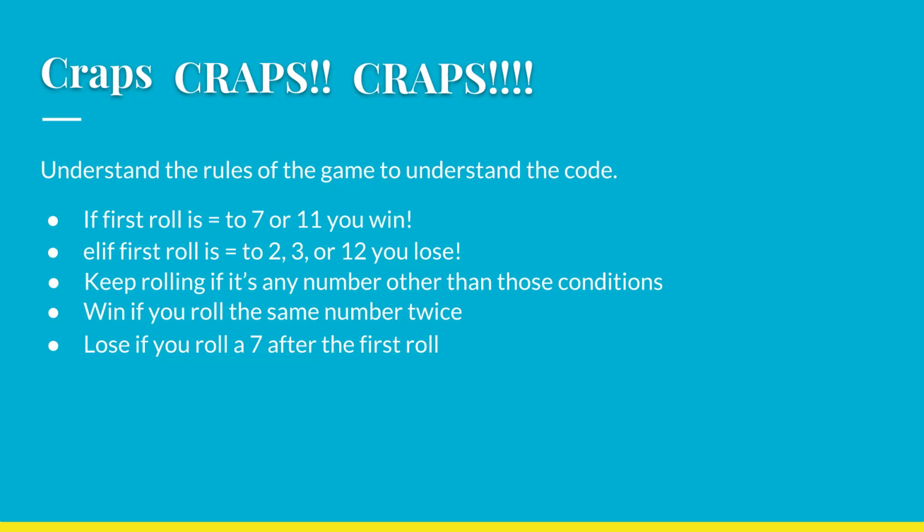And keeping additional rolls in mind until you basically win or lose. You win if you roll the same number twice. Lose if you roll a 7 after the first roll. So essentially, you roll, you get a 4, and then you get a 4 again, then you win, or a 4, then you get a 7, you lose. Pretty simple.